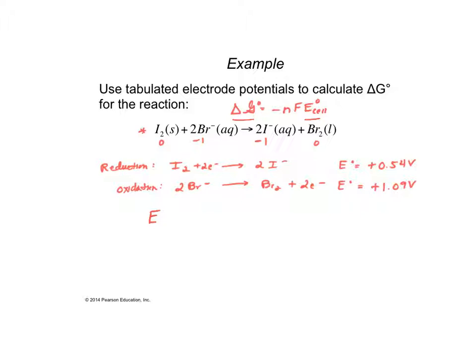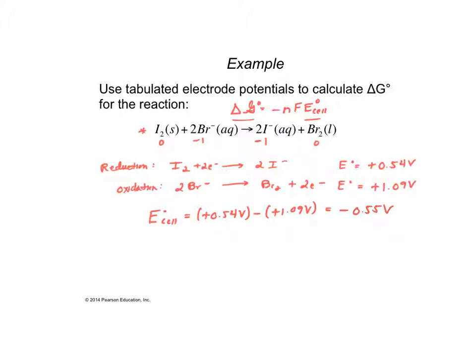I'm going to utilize that to calculate the cell potential. So this is the potential of the cathode minus the anode. Who is the cathode here? Cathode is reduction. Who gets reduced? The iodine. So we've got a positive 0.54 volts minus the oxidation half reaction, a positive 1.09 volts. This gives us overall a negative 0.55 volts.